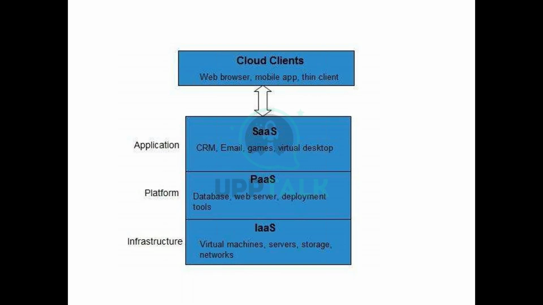So IaaS is, as I mentioned earlier, virtual machine, server, storage. And PaaS-based are data server, web server, deployment tools. An example of SaaS is CRM, email. You're using Gmail, right? So you have the application and everything is managed. You don't worry about where your file is stored. Everything is stored on the Google server. You just need the physical device to access the application.